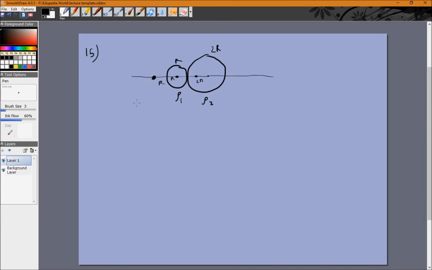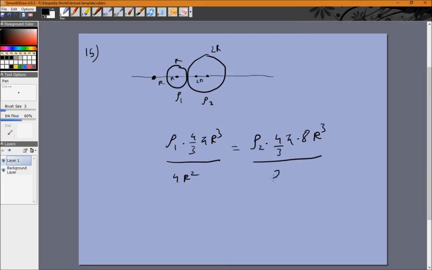When it's outside, where the field is 0, that's easy enough. Both of them will behave like point charges placed at the center. So ρ1 into 4 by 3 πr³ by 4r² is equal to ρ2 into 4 by 3 π into 8r³ by, this distance is 2r. What is the distance from this center? This is 2r and another 2r and another r, so 5r. So 25r². Right. So 4 by 3 π cancels, r³ cancels, which means ρ1 by ρ2 is equal to, r and r cancel, 32 by 25.